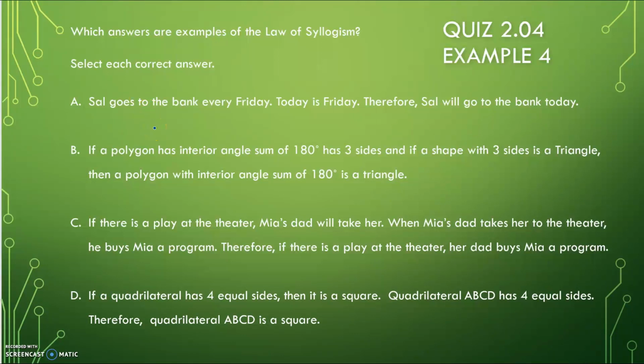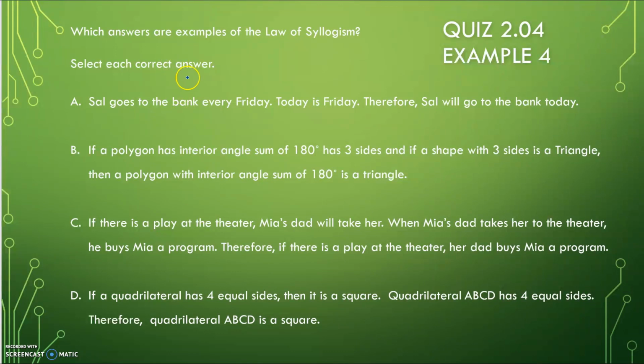All right, this is quiz 2.04, reasoning part 3, example 4. Which examples are examples of the law of syllogism? Select each correct answer. Sal goes to the bank every Friday. So remember, syllogism needs an A, B, C.